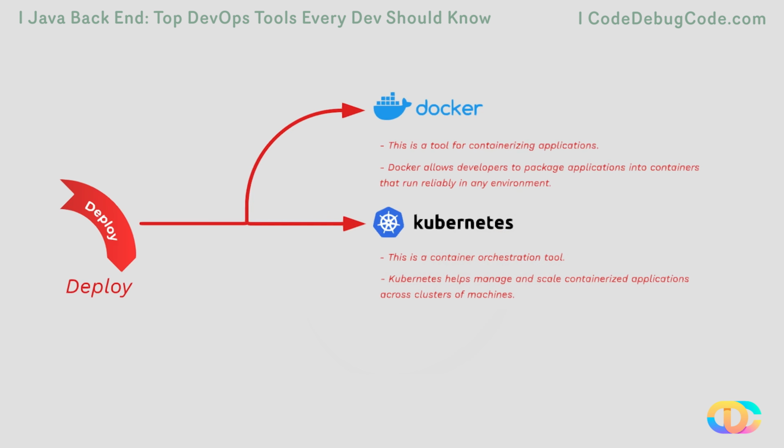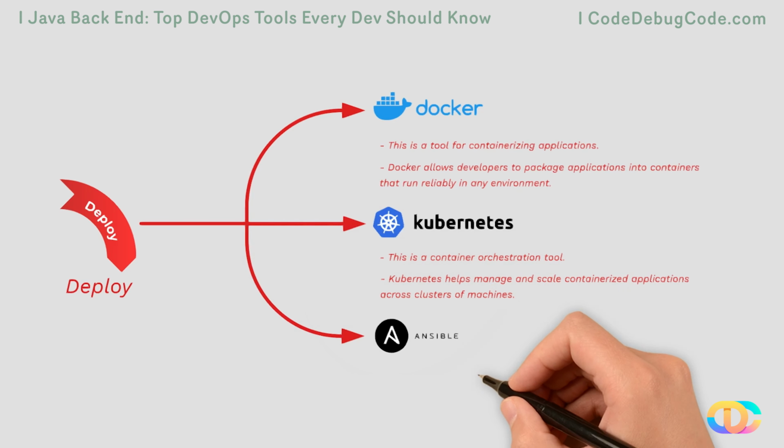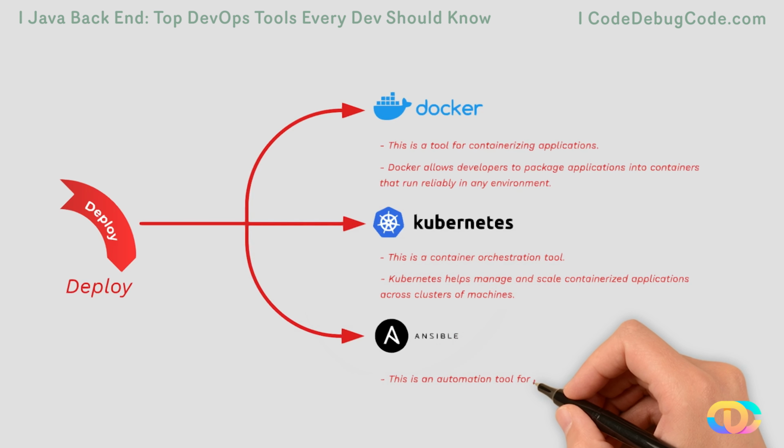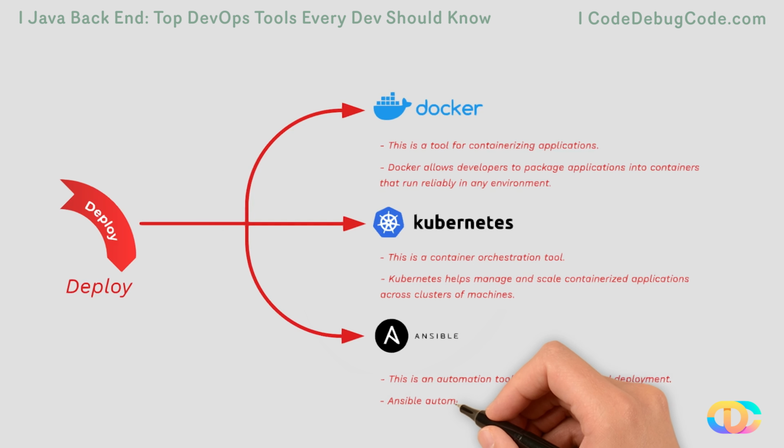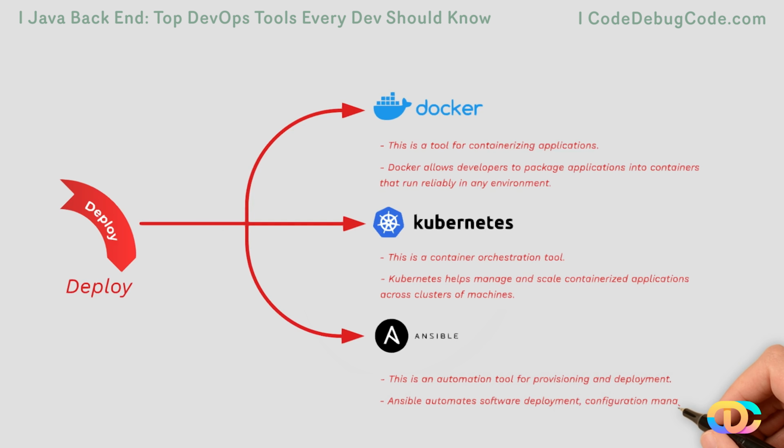Last but not least, is Ansible. This is an automation tool for provisioning and deployment. Ansible automates software deployment, configuration management, and task execution.